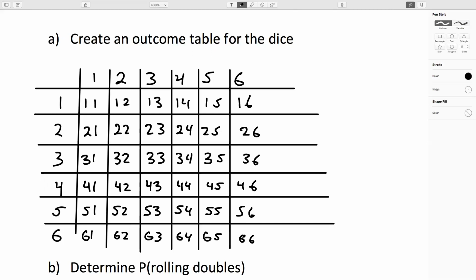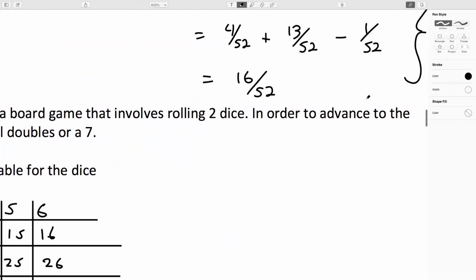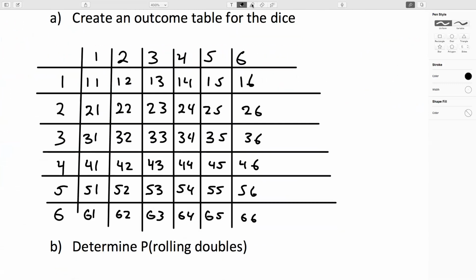We probably should have put commas between them or a slash or something, but we're going to recognize that these are just dice rolls, okay? Now, I'm going to highlight all the ones that would satisfy the requirements. We have to roll doubles or a 7. So anything that's a double, I'm going to highlight. There's 1 and 1, 2 and 2, 3 and 3, 4 and 4, 5 and 5, 6 and 6.